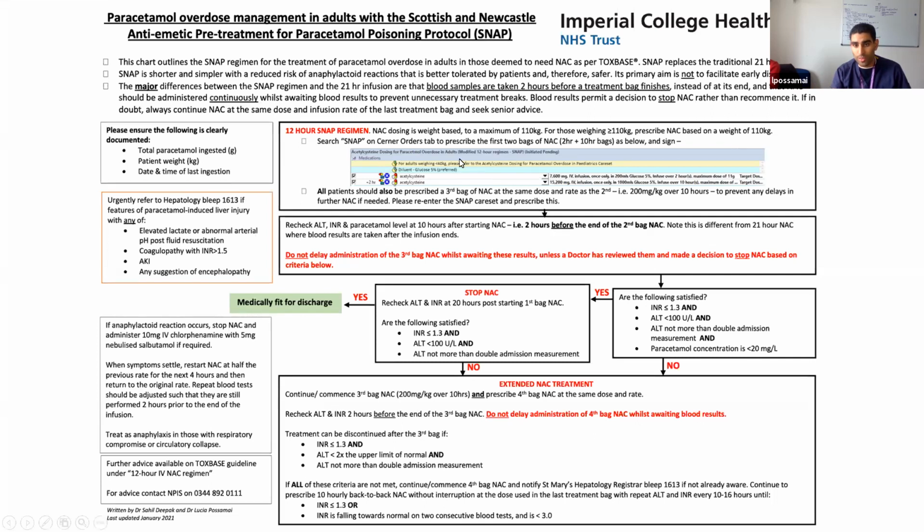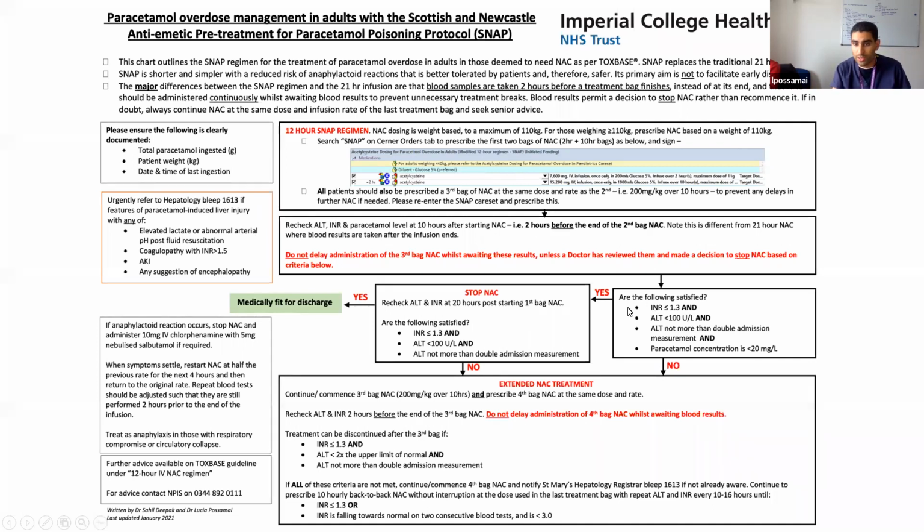Two hours before the second bag of NAC finishes, you check their ALT, their INR, their paracetamol. And because of the time required in the lab for those samples to be processed, it is unlikely you'll get them back before that second bag of NAC finishes. So you should just proceed to give the third bag while you wait for the results. And it's important that we let our nursing staff know just to continue NAC administration.